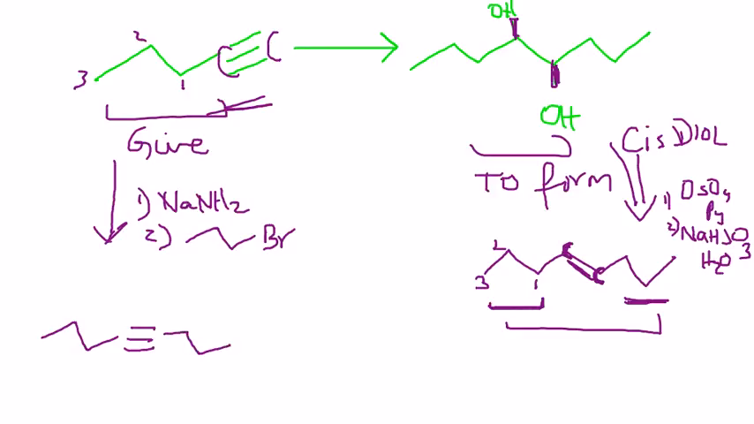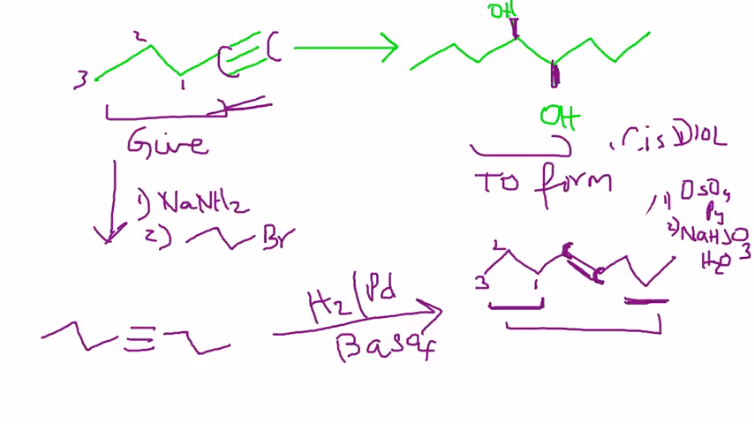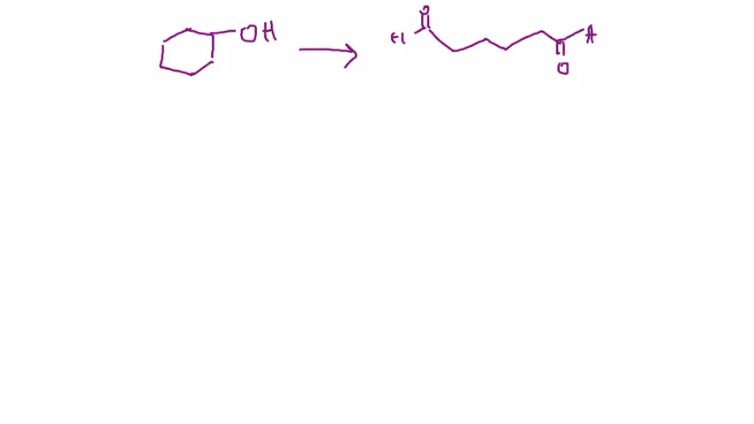So I have my alkyne. Convert this alkyne into an alkene, and in this case, you want the cis, so you can use Lindlar's catalyst in that manner. And then treat that with osmium tetroxide to get your cis-diol, and that is it. That's your prepare sequence. Let's take a look at another one.